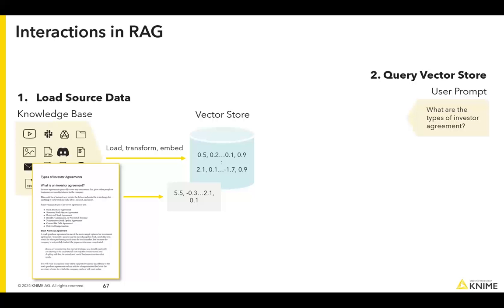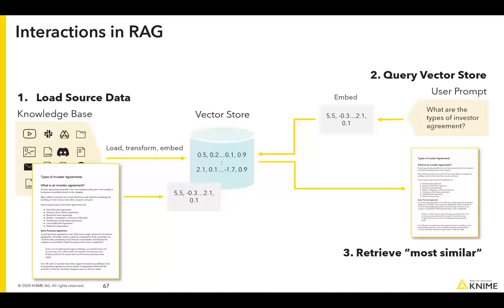On the other side, we have the user that now asks, what are the types of investor agreement that the bank actually offers? Again, we embed this request and we perform a similarity search on the vector store and obtain, basically, we can retrieve that document and provide it to the LLM so that the response can be crafted. That is a little bit of the RAG process.